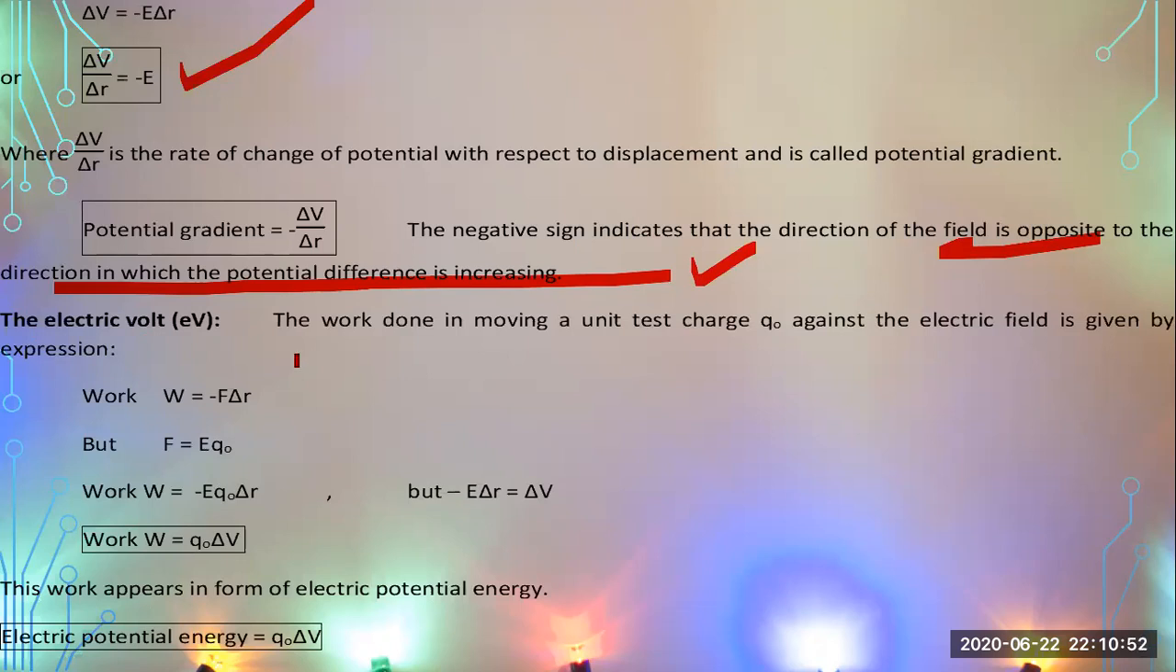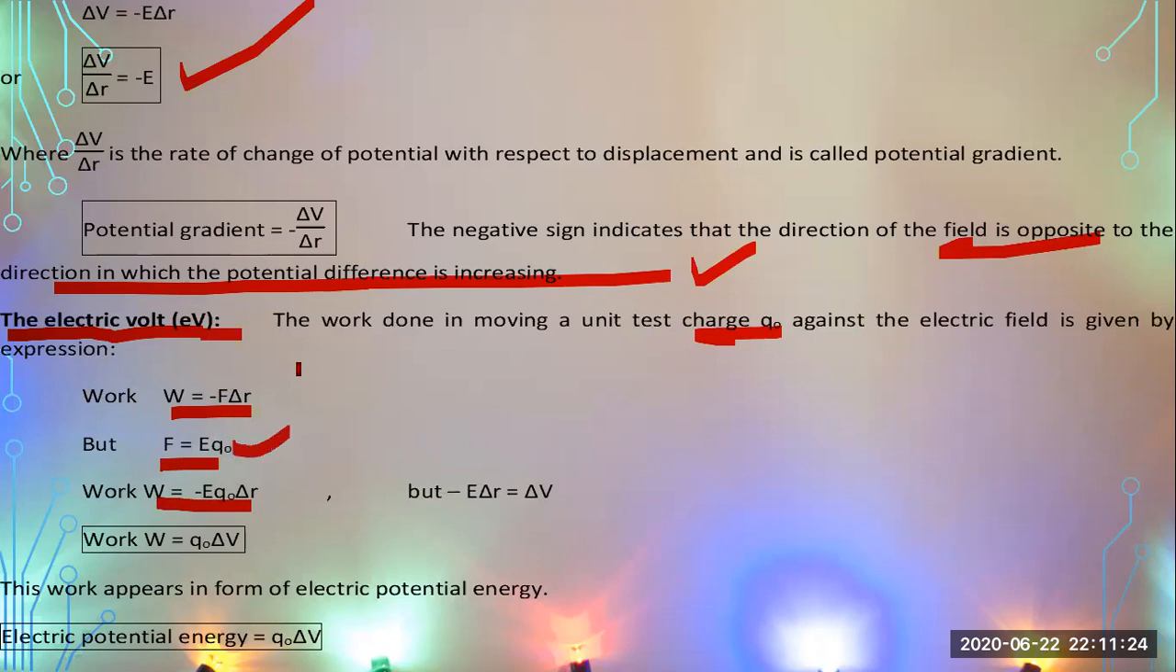So this is the work done in moving a unit positive charge. What is electron volt? So these are some of the smaller definitions to remember, to memorize, to understand. The amount of work done moving a unit positive charge Q naught against electric field is given by this formula we have already done. And then force is calculated by using this formula, and work done is calculated by this formula after putting the value of force in this formula.